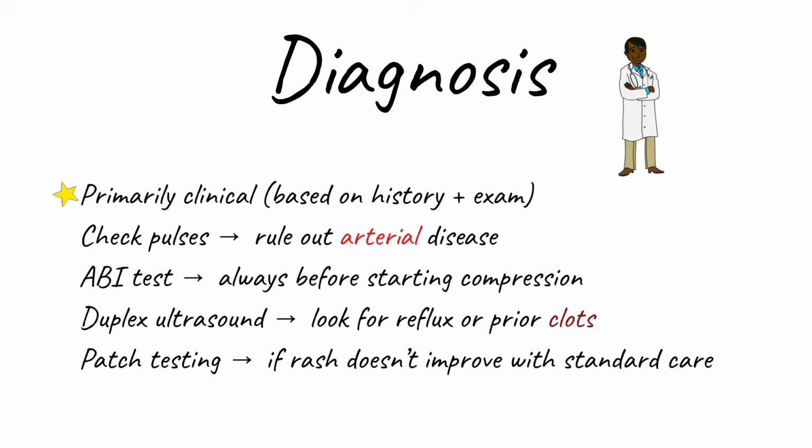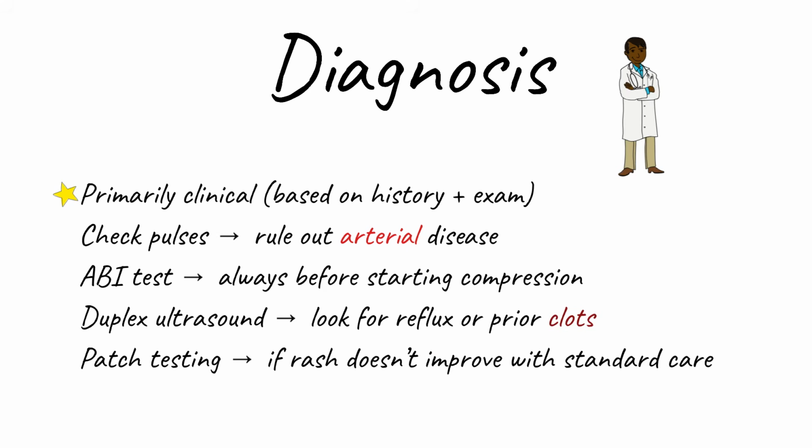Diagnosis. The diagnosis is primarily clinical, based on history and exam. Always check pulses to rule out arterial disease. Perform an ankle brachial index test before starting compression therapy. Duplex ultrasound may identify reflux or prior clots. Allergy patch testing can be useful if the rash does not improve with standard care.